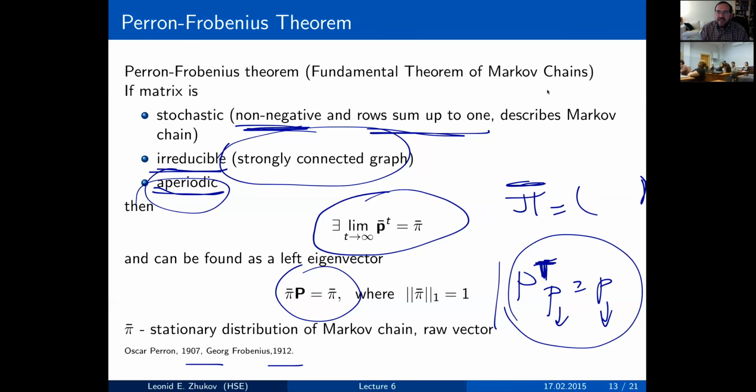Periodicity is an interesting condition. We saw it on a small graph that it's a very brittle condition. It can be destroyed very easily. On the previous picture, it was destroyed, for example, because nodes have self loops. But in large graphs, it's very rare to have a periodic graph. So that's really not a problem.